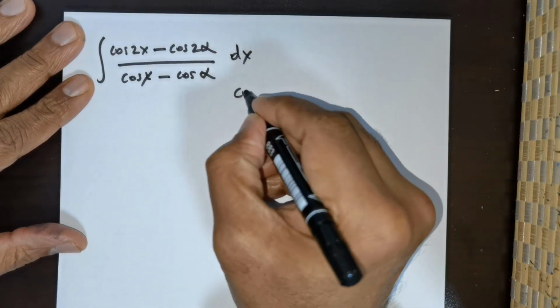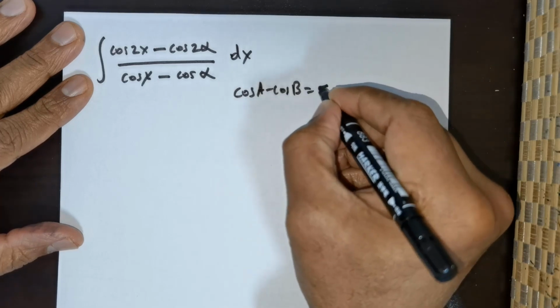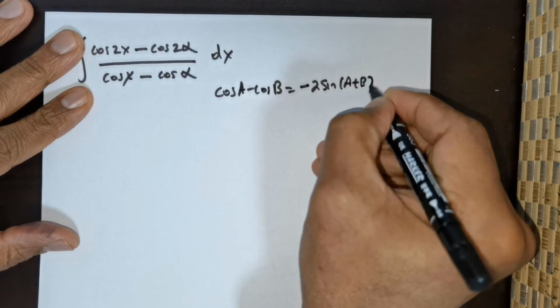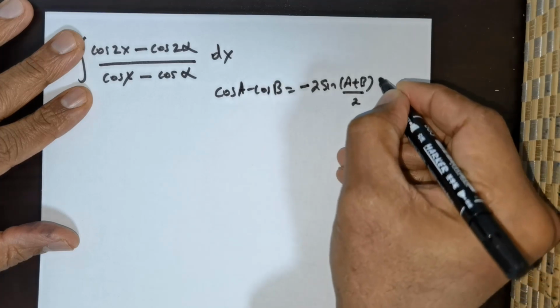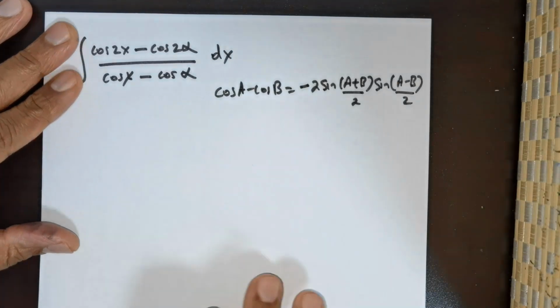There is a formula which is given as follows: cos A minus cos B is equal to minus 2 times sine of (A plus B) divided by 2 times sine of (A minus B) divided by 2. I will be utilizing this formula.